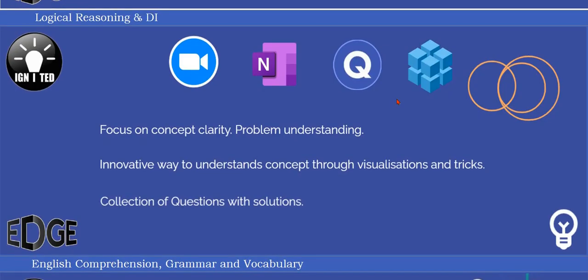Now let us come to the other part, which is LR and DI. Here also the focus will be on clarity of concept, understanding and applying the concept, and understanding the problem. Here also innovative ways will be there to understand and visualize things. Collections of questions will be shared. Let me give you an example of that.